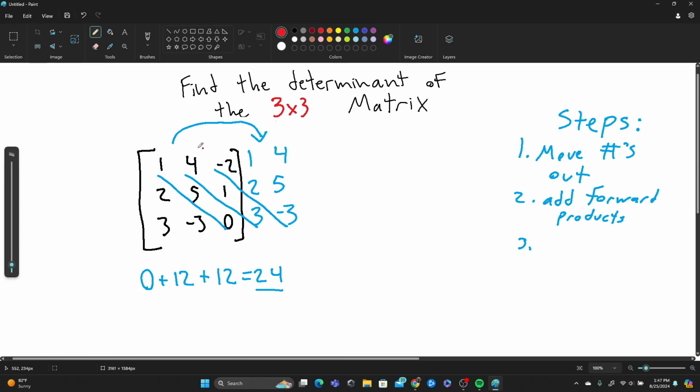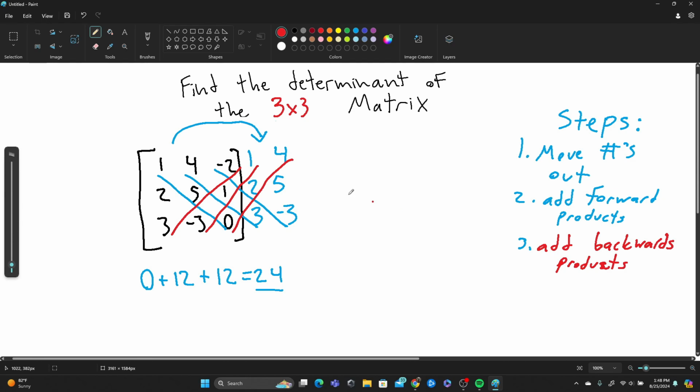Now next, instead of starting on the top left, we're going to start on the top right, and we're going to multiply these three numbers, and finally these three numbers. So, and add them. So the third step is add, we'll call them our backwards products. So add backwards products.